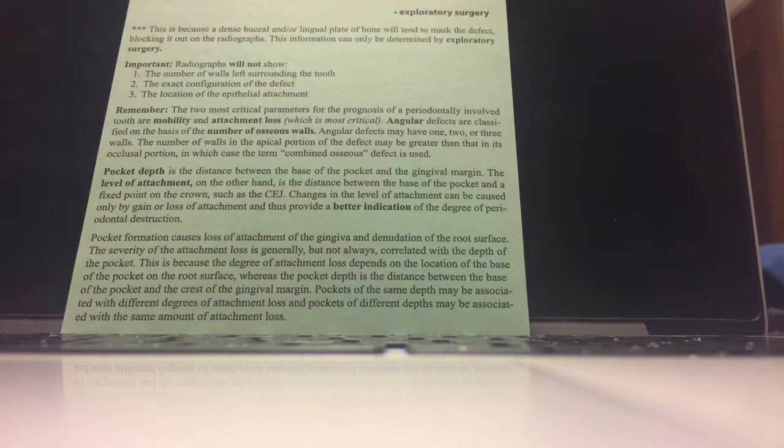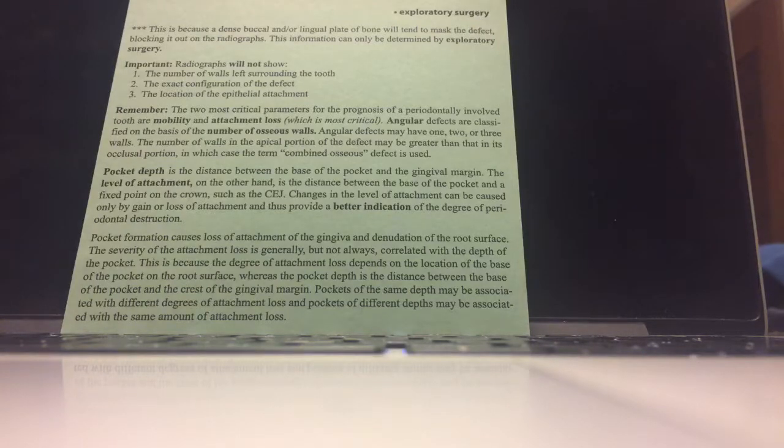Pocket depth is the distance between the base of the pocket and the gingival margin. The level of attachment, on the other hand, is the distance between the base of the pocket and a fixed point on the crown, such as the cemento-enamel junction. Changes in the level of attachment can be caused only by gain or loss of attachment and thus provide a better indication of the degree of periodontal destruction.